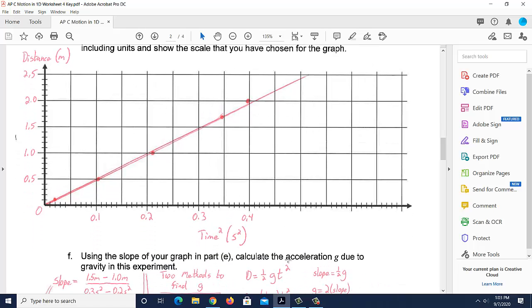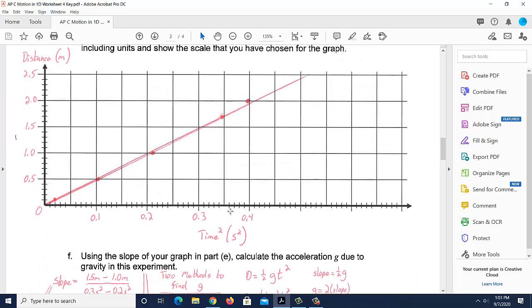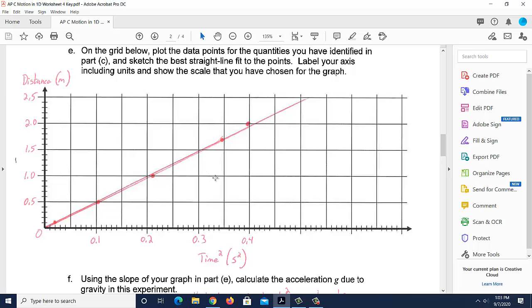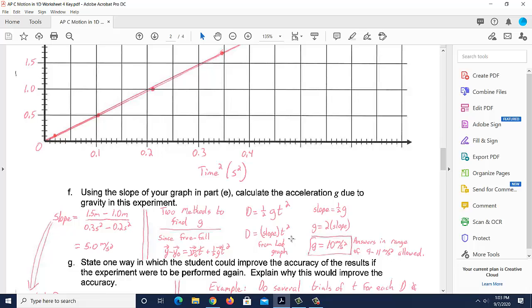Now, we get to part F. Here is something I hope you will remember for every single one of these lab-based problems. This is almost always true, and it's kind of an unwritten rule when doing these lab-based problems in AP Physics C. Once they ask you to draw a line of best fit, the very next question almost always has something to do with the slope of that line of best fit.